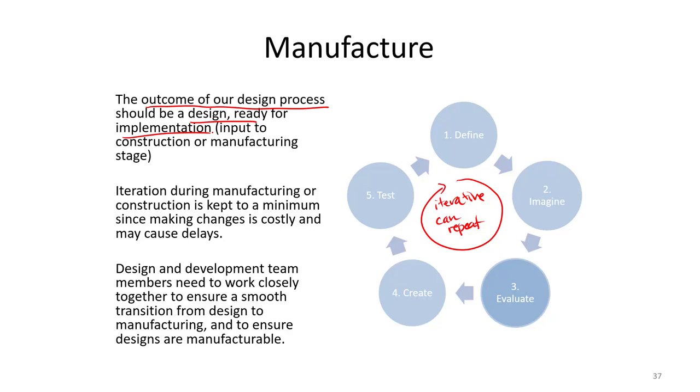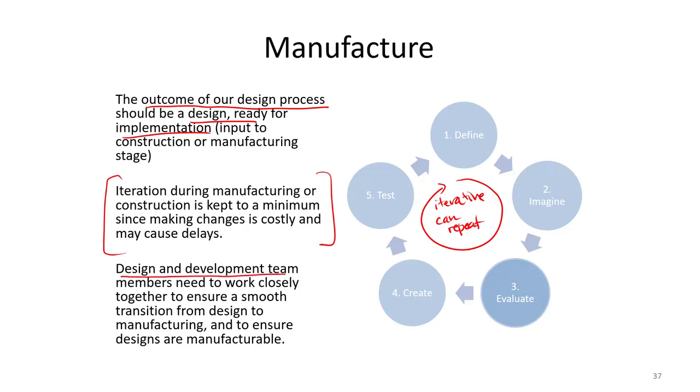We want to make sure that design is ready to go to manufacturing because we don't want to have to make design changes after we've started our manufacturing process. Design changes during manufacturing can be incredibly costly to implement, and they almost always cause significant delays. So you want to make sure that you work closely with the manufacturing team even during the design process.